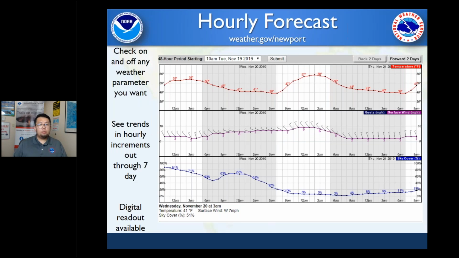This nice hourly weather graph will allow you to go through hour by hour to see what the conditions are going to be during that time. So let's say you have a barbecue at 6 p.m. on a Saturday. You can go ahead and use the hour by hour forecast. Look at the temperature, look at the winds, and you can see the percent chance of rain as well.